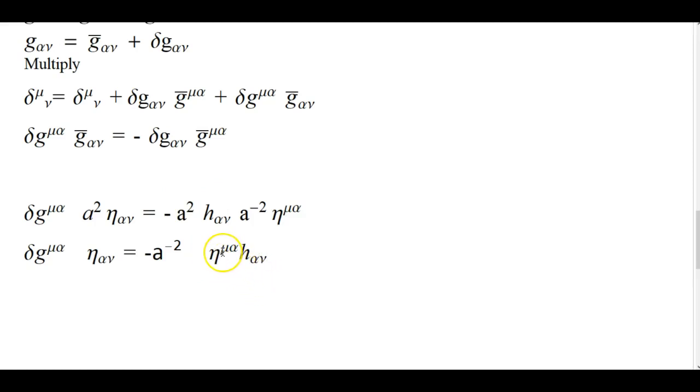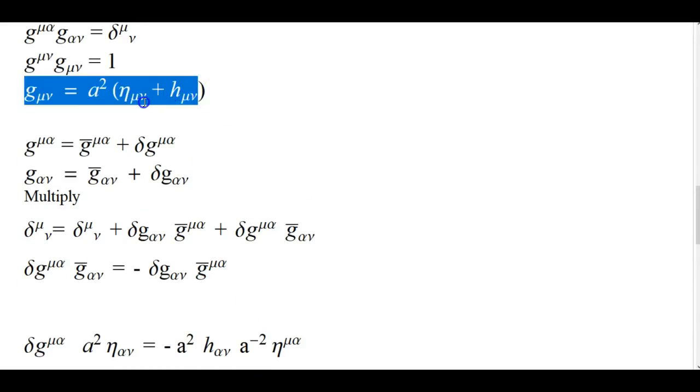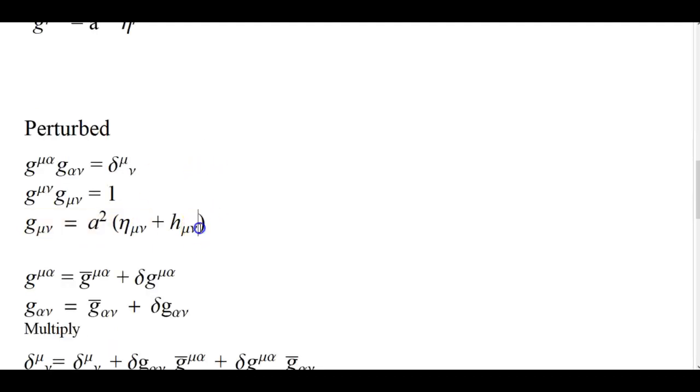Now eta mu alpha is acting upon h alpha nu, and note that h mu nu is a perturbation in Minkowski spacetime. a square h mu nu is perturbation in FRW spacetime, but h mu nu is a perturbation in Minkowski spacetime. So if you have to raise and lower the index of h mu nu, you will be using the Minkowski spacetime metric. So this is very important, and I will put it in formula sheet also.